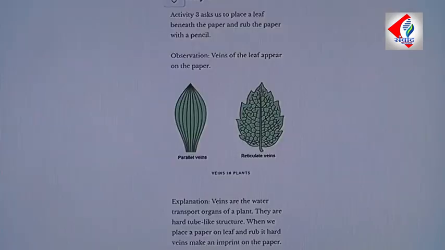So what you do is, you take a piece of paper. Okay, you take a piece of paper, and underneath the paper you keep the leaf, and then you start shading it. So once you shade, you will find that all the parts of the leaves will start appearing on the paper.